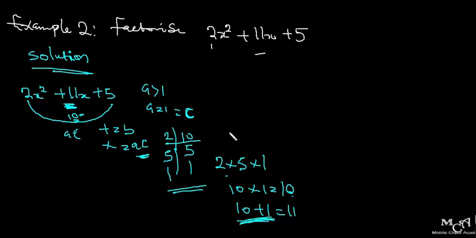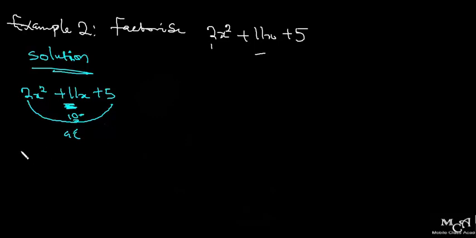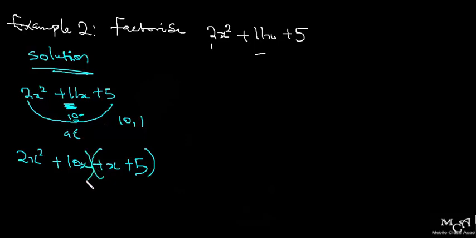So let's clear the board and continue with our working. The two values we have are 10 and 1. So let's come to our equation and impute them into this equation. We have 2x squared plus 10x plus x plus 5. Are you with me? At this point, we group this equation into 2.